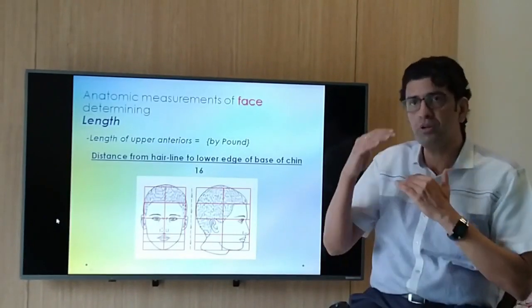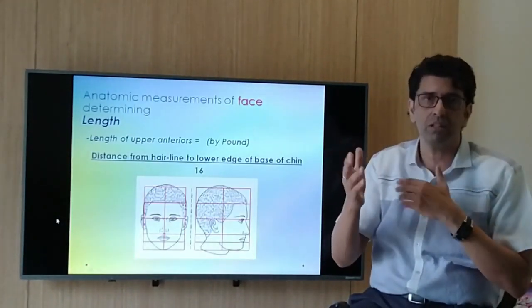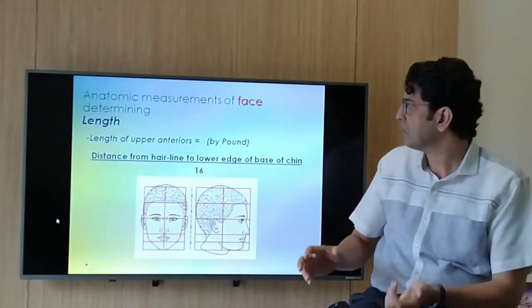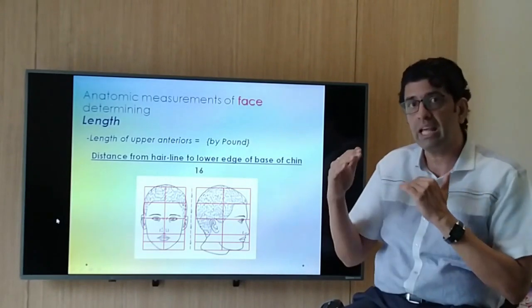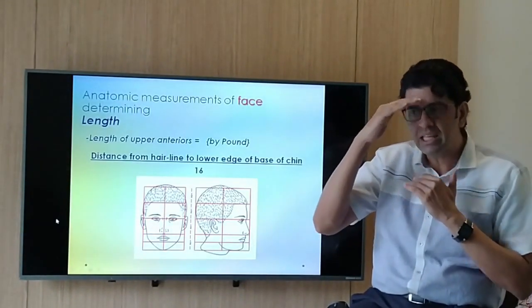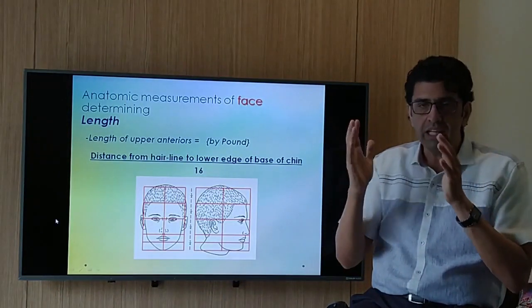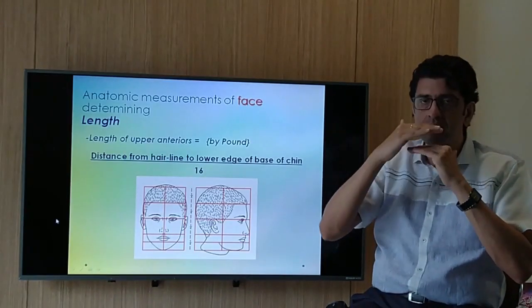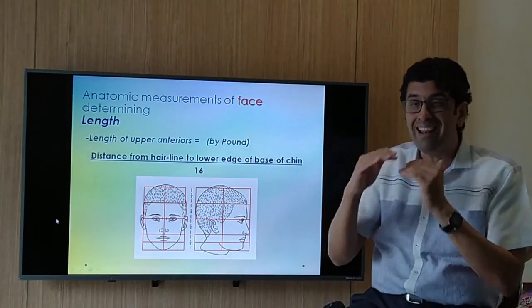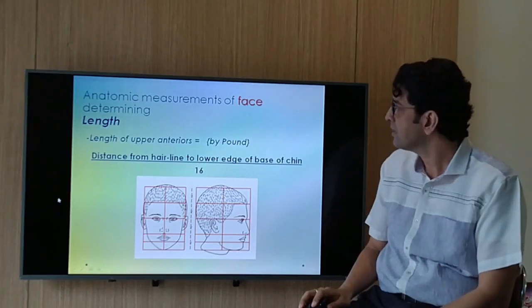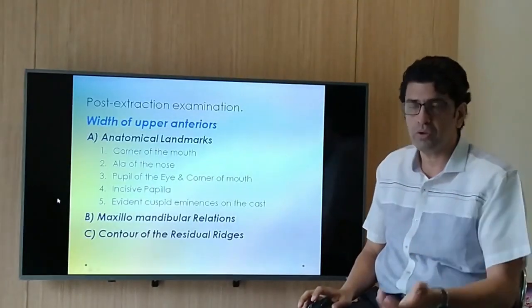Then there is also the measurement of the face to determine the length of the teeth. We talked about the width, now about the length. So measuring from the hairline, this is by Pound. He said that the length of the upper anteriors is the distance from the hairline to the lower base of the chin divided by 16. So if you take from the hairline to the lower base of the chin and divide by 16, you get the length of the central incisors, the upper anteriors. So that is one way you can do it.